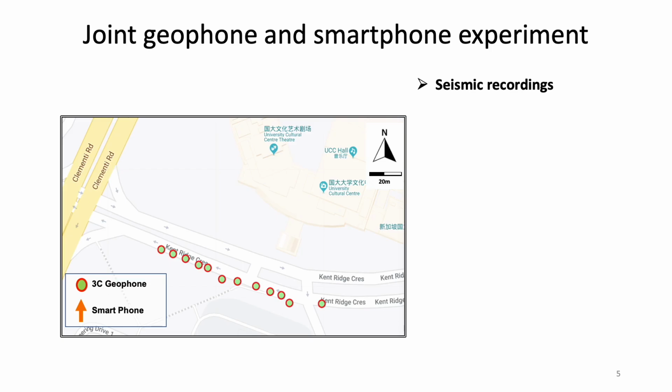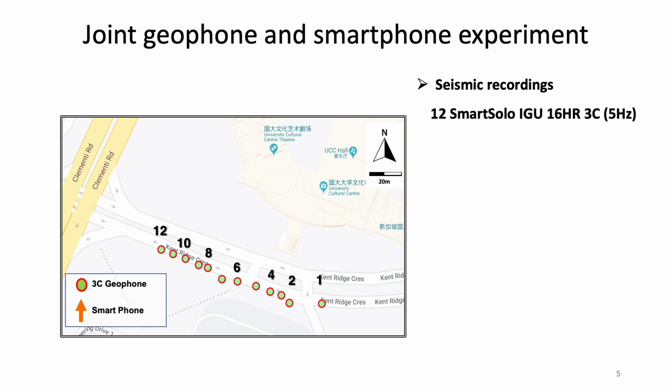At the end of 2019, we implemented a joint geophone and smartphone experiment at NUS campus. We deployed 12 three-component geophones along a campus road. The locations are denoted by these green dots.